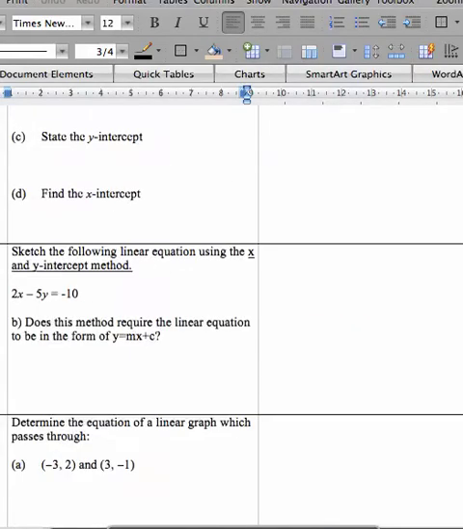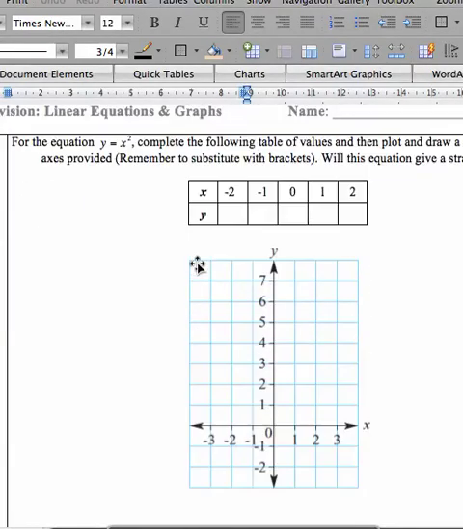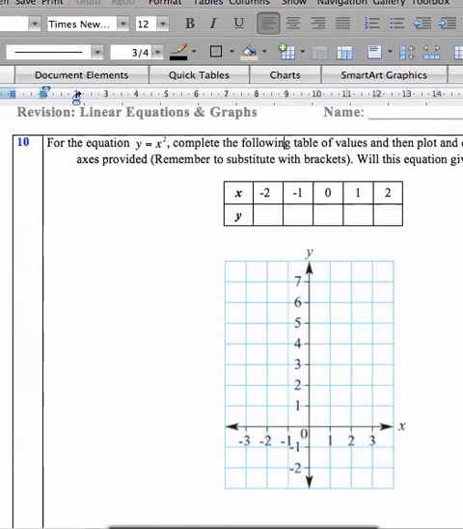So if I go back to my graph down here, straight away I know this will not give me a straight line. So I'm going to use this equation to fill in my table of values. Now remember, it's really important to substitute with brackets. Otherwise, you'll make a mistake with this. So let's do this one together.